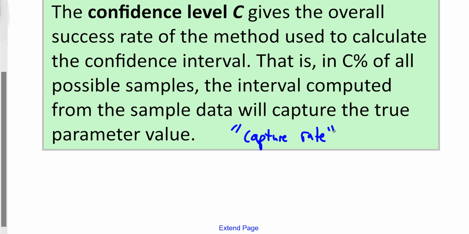Meaning you've got the parameter, whatever that is, and given this net, the true parameter should fit into our net in 95% of the samples. Okay.